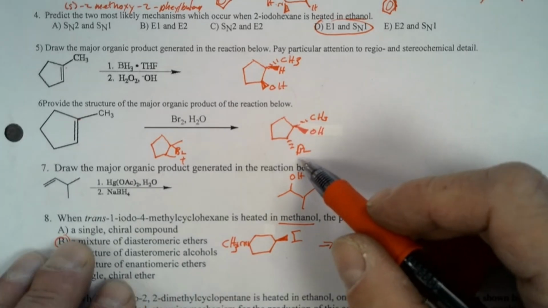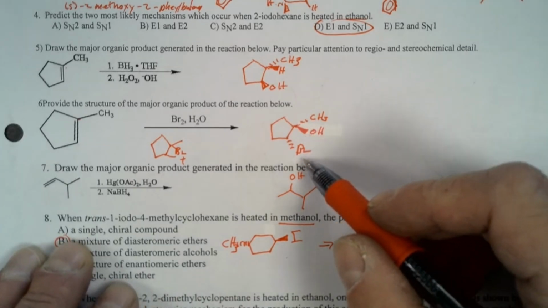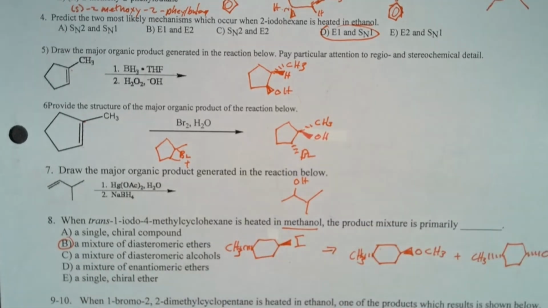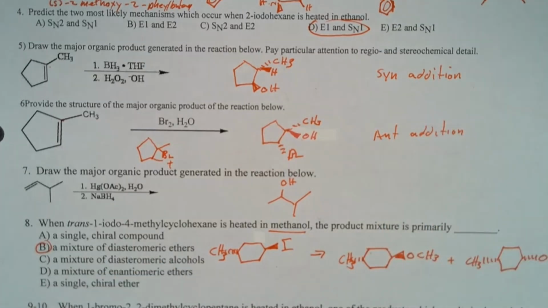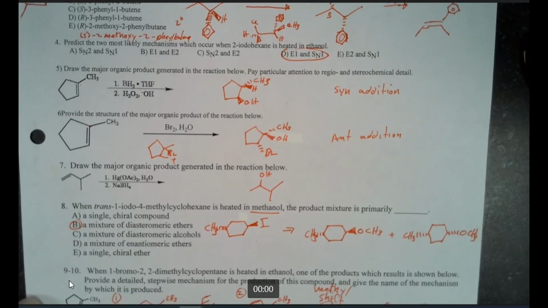And here we go. So why do I have my wedge here and my dashed wedge there? This is an anti-addition. And this down here is an anti-addition. Anti is opposite faces, opposite sides of the ring. Draw the major organic product generated in the reaction below.